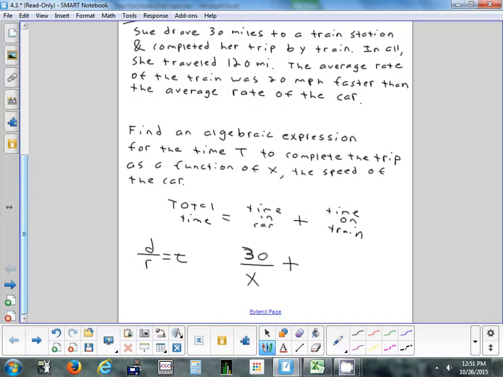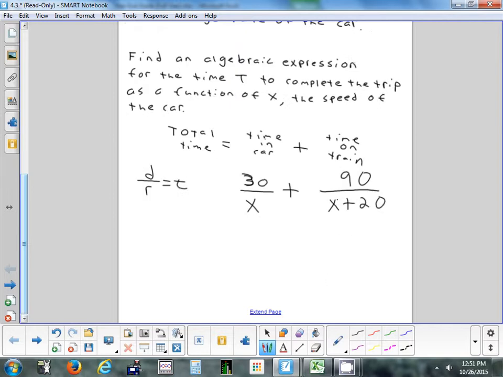So now how much time did she spend on the train? Well, find the distance the train traveled divided by the speed. What's the distance that the train traveled? Yep, 90 miles. She traveled 30 in the car. The trip was 120, so the total distance is 90. And now what's the speed of the train? Yeah, so we're going to look at it as x plus 20 rather than something minus 20. Okay, so there's your T of x.